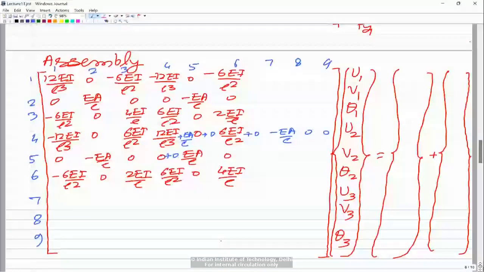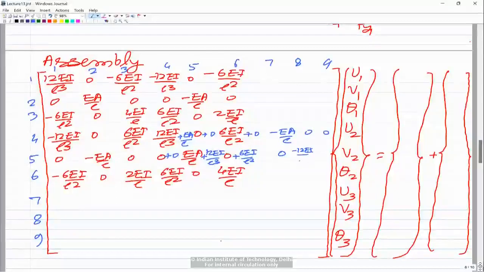And then if you look at the second row of the second element, that is 0, and then we have 12EI by L cube. So that is getting added over here. And then it is 6EI by L square, so it is getting added here. And then you will have 0, and then minus 12EI by L cube and 6EI by L square. So this is the second row of the second element getting added to the fifth row of the global stiffness matrix.